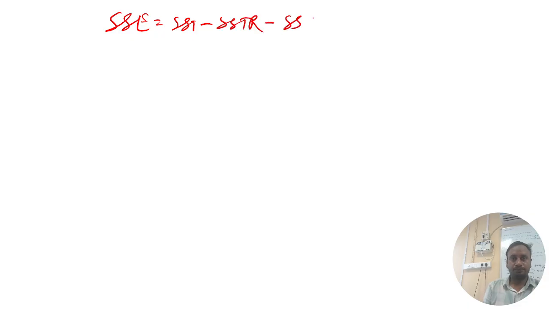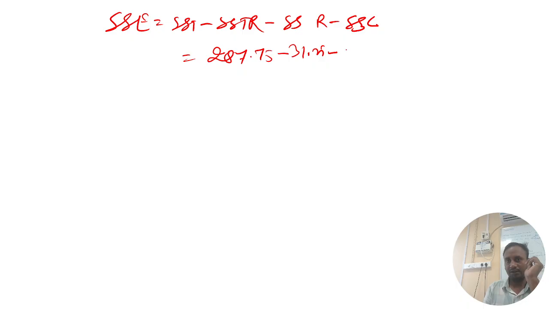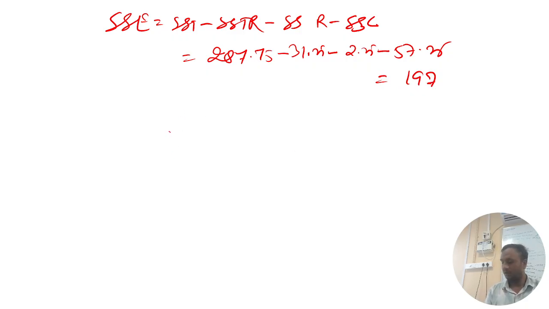Now we'll go with the SSE. SST was 287.75 minus 31.25 minus 2.25 minus 57.25. It came to 197. So now we'll calculate the ANOVA table.